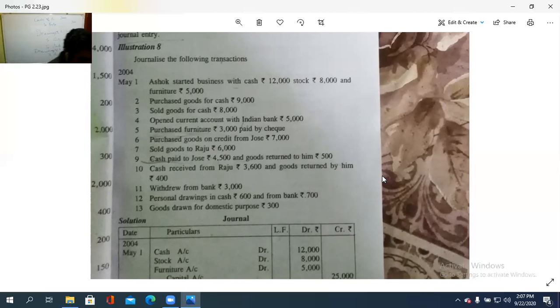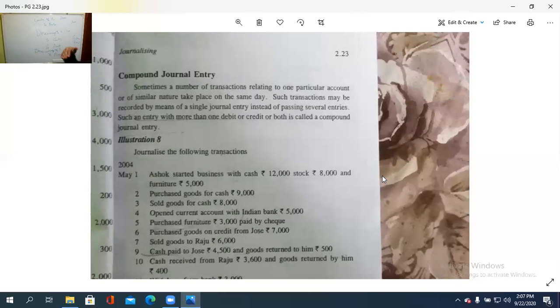So this is the compound journal entry. Here, either a single debit and double credit, or a single credit and double debit is there. Almost all these transactions have more than one debit or credit, and that is called a compound journal entry. Clear?